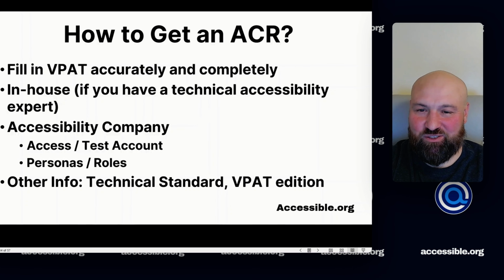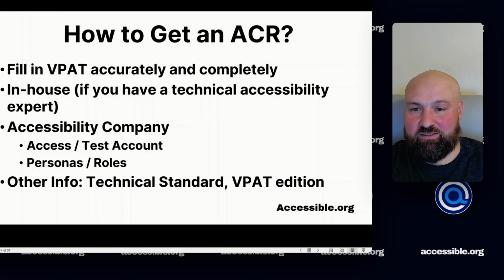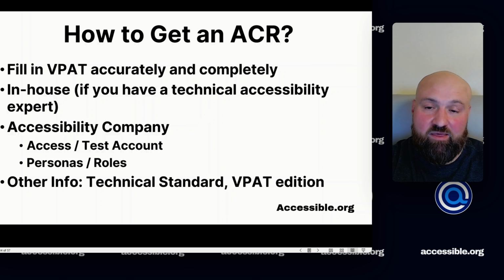Getting an ACR is straightforward. Here, the key is that we are able to accurately and completely fill in the VPAT. And this can be done in-house so long as you have a technical accessibility expert on staff who is able to conduct an accessibility audit, create an accessibility audit report, and then they are going to use that report to fill in the VPAT. And then once the VPAT is accurately and completely filled in, then you can have an internally issued ACR or an accessibility conformance report.